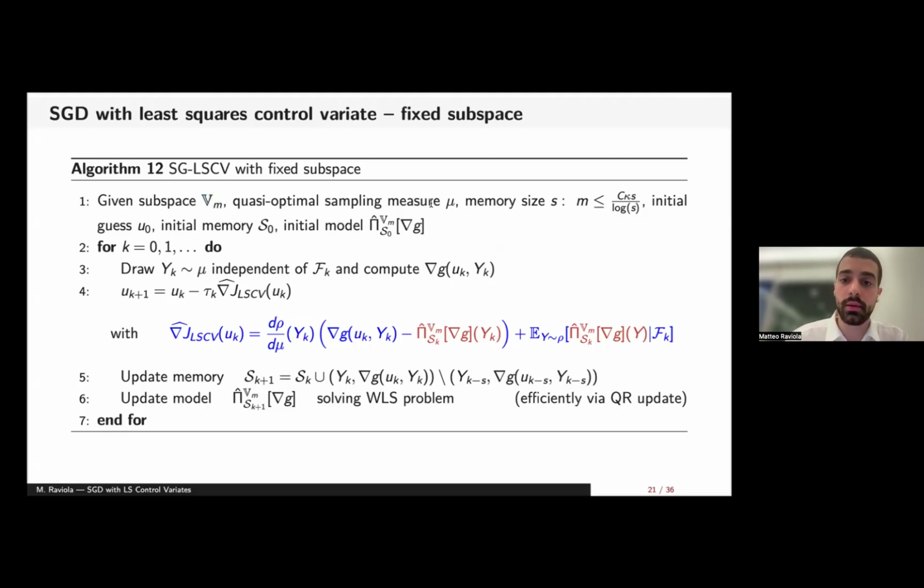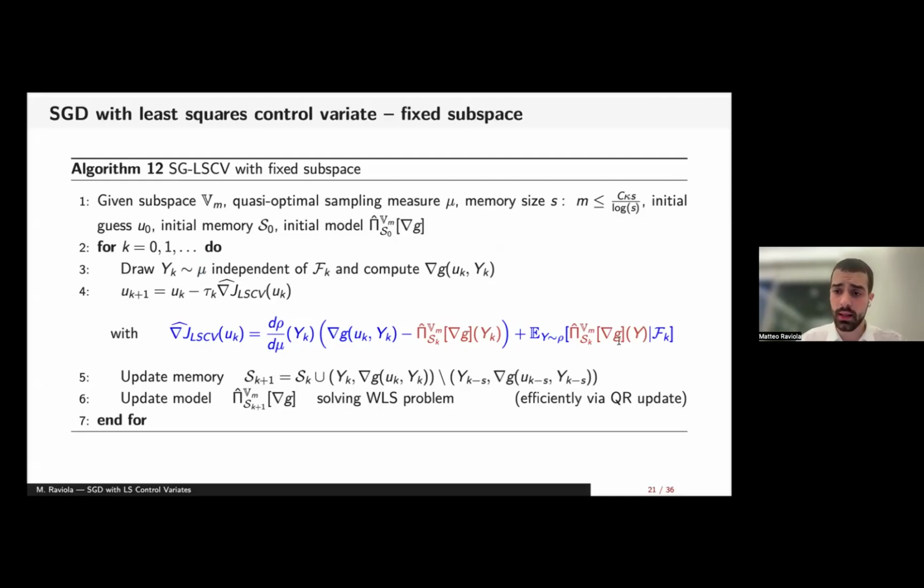A quasi-optimal sampling measure mu, a memory size which satisfies the sampling inequality. Then we have always an initial guess, initial memory, and an initial model. And then for each iteration, we again draw one yk from the measure mu, which is our quasi-optimal measure, independent of the past, evaluate our gradient, and then we do the updates just as we saw in the earlier algorithm, with the difference that now our model is actually this kind of least squares projection of our gradients, right?